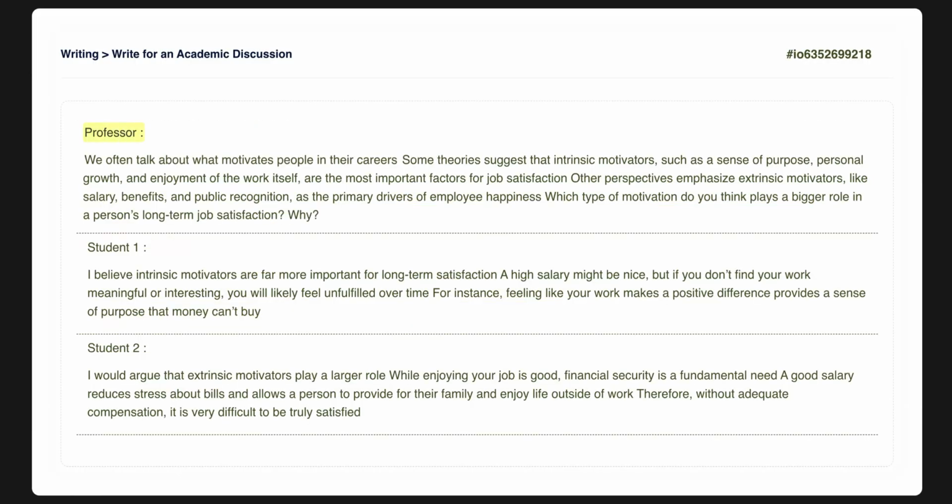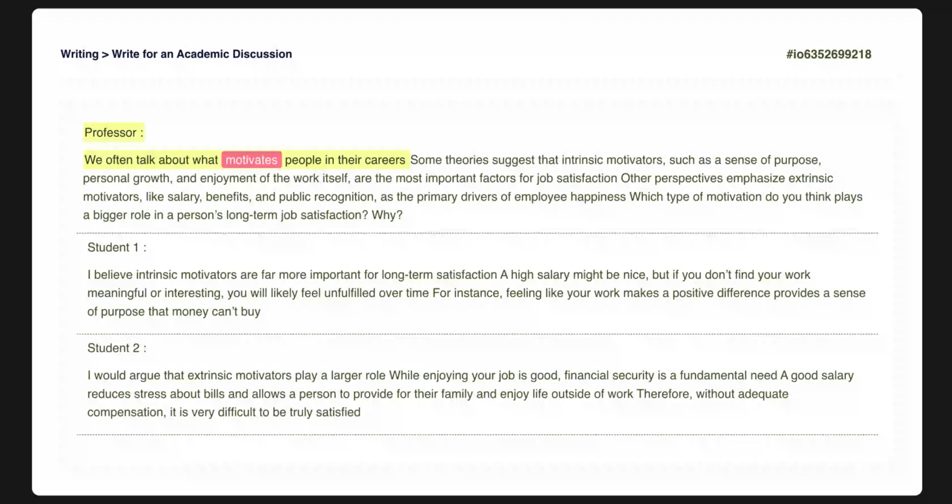Professor: We often talk about what motivates people in their careers. The professor introduces the theme of motivation, which means the reasons why people work hard and stay in their jobs. This sets the stage for the entire debate. Some theories suggest that intrinsic motivators, such as a sense of purpose, personal growth, and enjoyment of the work itself, are the most important factors for job satisfaction.